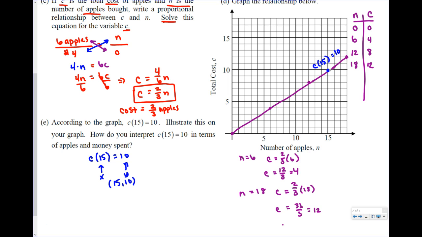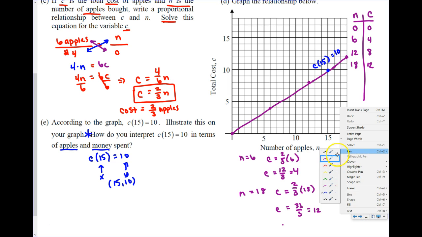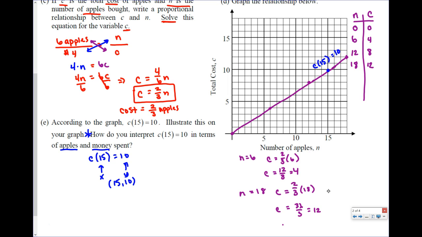So there's the point. And now this question is tricky, because this next question says, how do you interpret C of 15 in terms of apples and money? Whenever a question in Common Core is asking you to interpret, they want you to write some sort of sentence in English explaining what these numbers mean, right? If I just say, oh, C of 15 equals 10, that doesn't mean anything about the apples and the cost. That doesn't tell anyone anything.